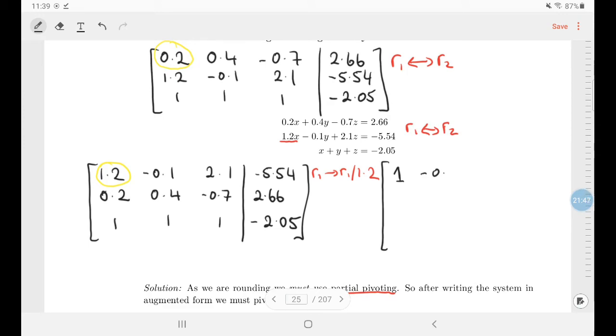We'll drive on. 0.833. 2.1 divided by 1.2 gives me 1.75. Yeah, it's not ideal, my apologies. And then the last number there, minus 5.54 divided by 1.2, to 3 significant figures, minus 4.62. You can see why this is nasty.